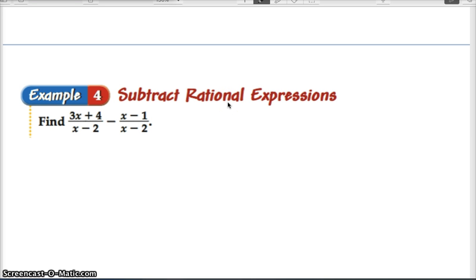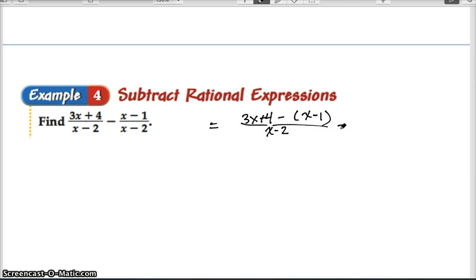This next example, I've skipped example 3. This next example, example 4, has the same idea, but watch this. Since x minus 2 is the denominator, those parentheses aren't necessary there, but I could put them there. I have to put in the numerator both of these numerators. So watch this, 3x plus 4, but this subtraction sign is subtracting the entire expression, x minus 1. So here, a pair of parentheses is essential.